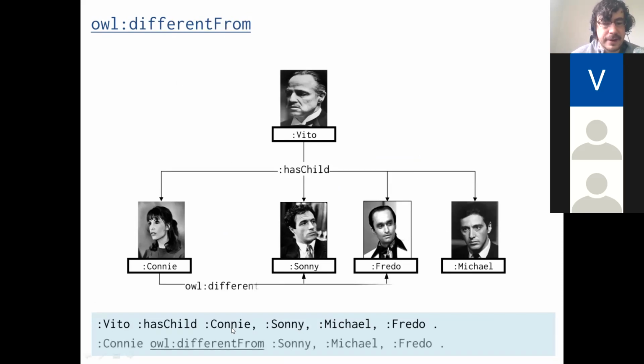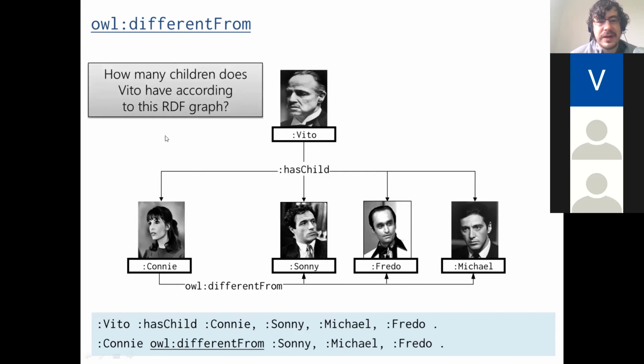So if we have different from, let's say we say Connie is different from Sonny, Connie is different from Fredo, Connie is different from Michael, then the question is, what can we infer here? We can also infer Sonny is different from Connie, Fredo different from Connie, and Michael different from Connie in the other direction, okay? What's more interesting is that it changes somehow the answer to this question. How many children does Vito have according to this RDF graph?